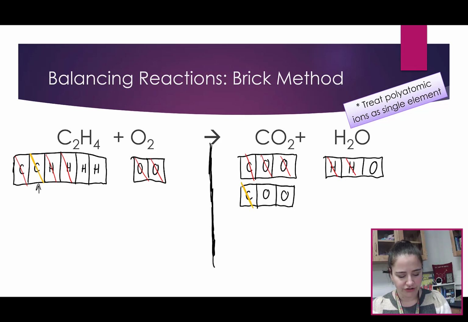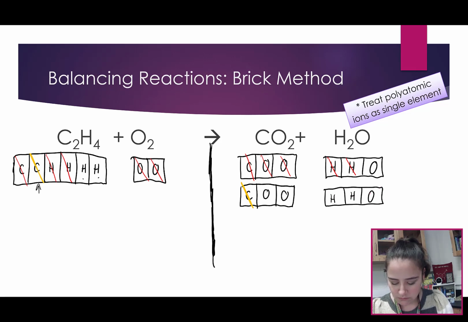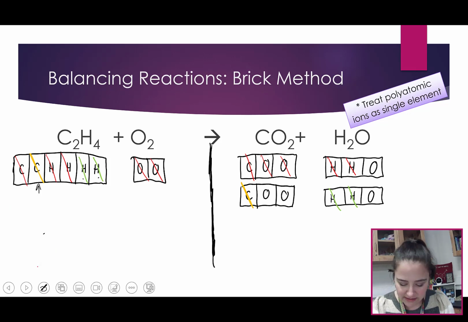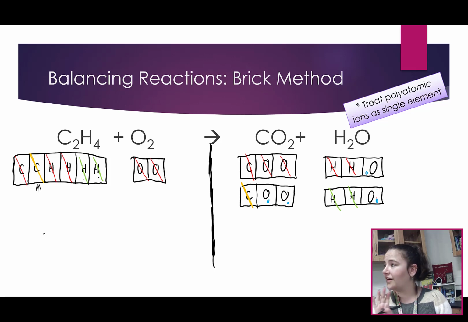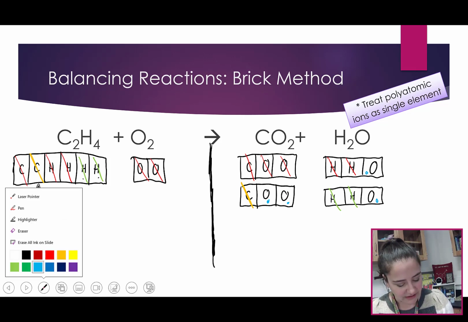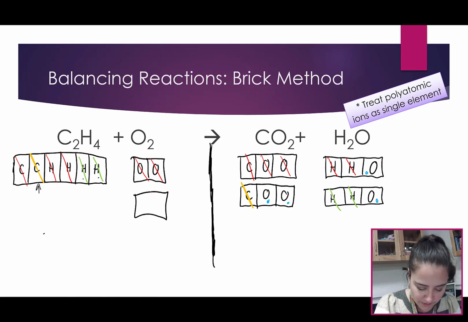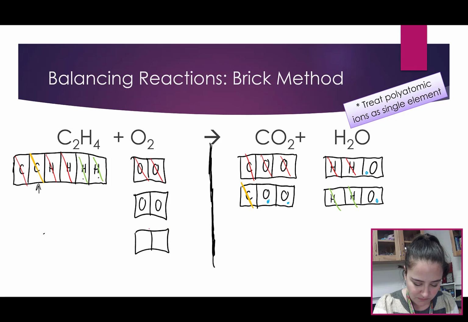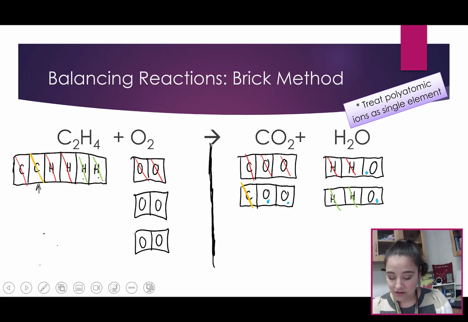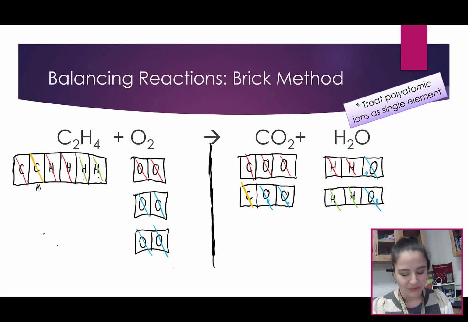I'm going to go ahead and deal with my hydrogens too. So I have two hydrogens here. So I'm going to do another H2O brick over here. And then we can see that these two hydrogens will cancel out with these two hydrogens. But then I still have 1, 2, 3, 4 oxygen atoms, okay? So I'm going to need to add 2 more bricks of oxygen, okay? And that will allow my 4 oxygen atoms to cancel out with these 4. 1, 2, 3, 4. And now everything is all canceled out.